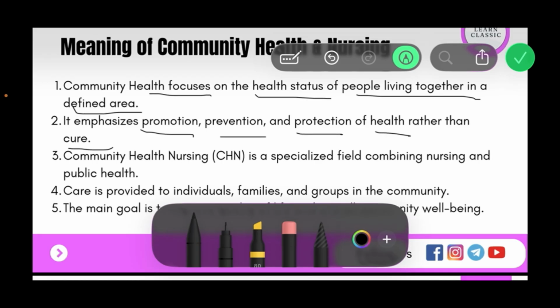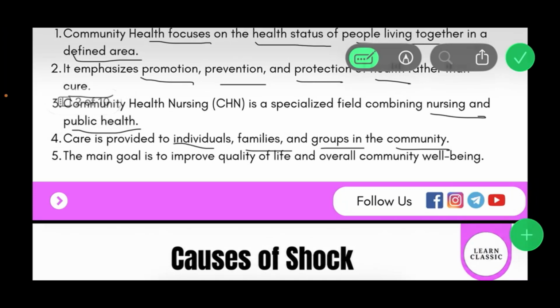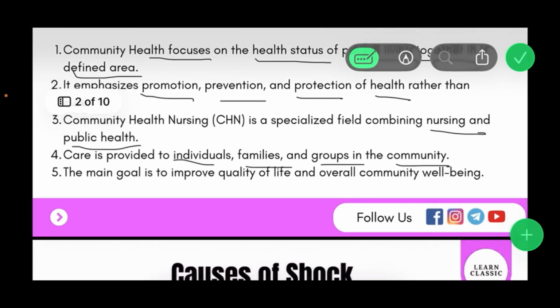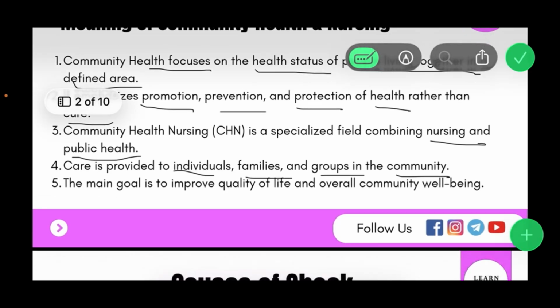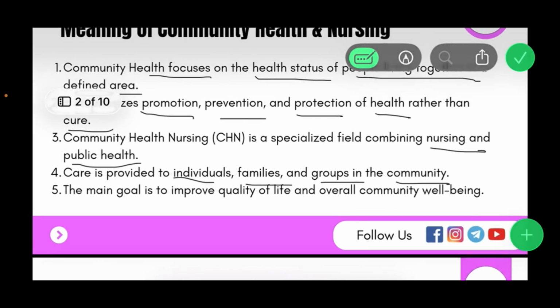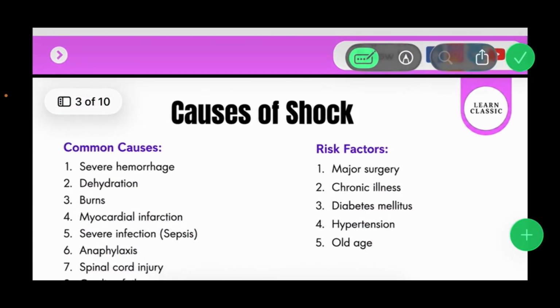Community health nursing is a specialized field combining nursing and public health. So care is provided to individuals, families, groups, and the community. The main goal is to improve the quality of life and overall community well-being. So the main function of community health nursing is to prevent disease rather than cure. And how is it mainly done? It is mainly done through giving health education and looking after the well-being of the family, groups, and the community.